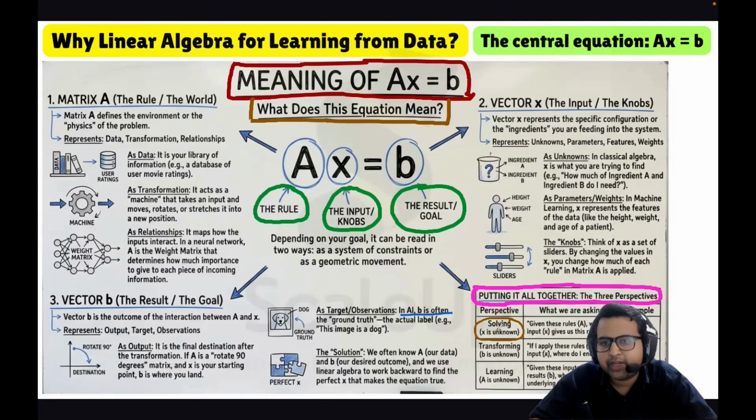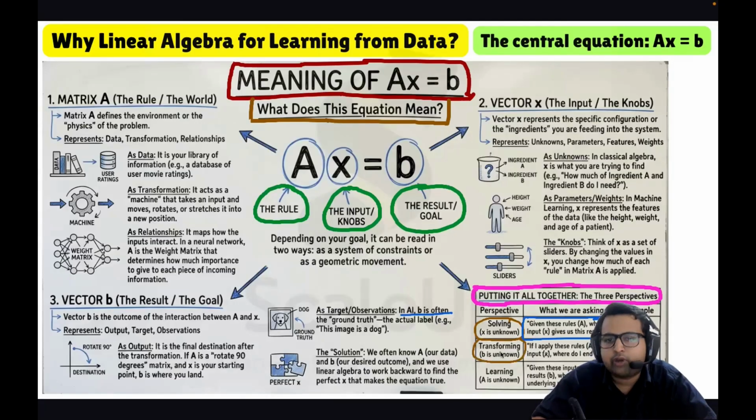If the perspective is solving, then what exactly we are doing is, given the matrix A, what input x should be given to get the result b. So that is what solving means. Solving means solving for the unknown x. That can be one perspective. The other perspective of using this equation can be transforming.